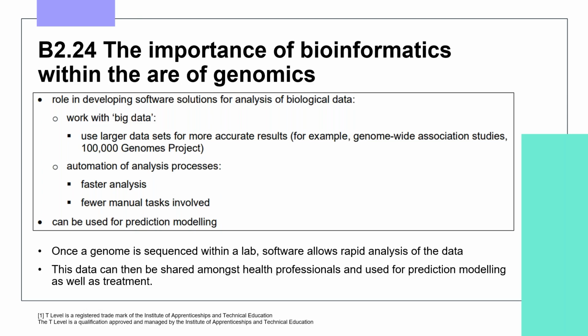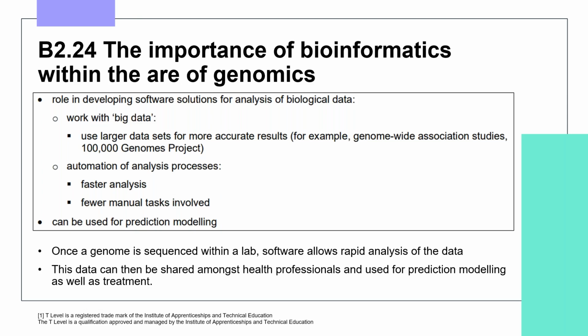The aim of that project is to compare those genomes to identify genes that may directly or indirectly cause those diseases. In order to do that, we need the bioinformatics software that relies on statistical analysis to compare those genomes rapidly. And due to that bioinformatics software, this results in that automation of analysis, which results in much faster analysis, and there's fewer manual tasks involved.